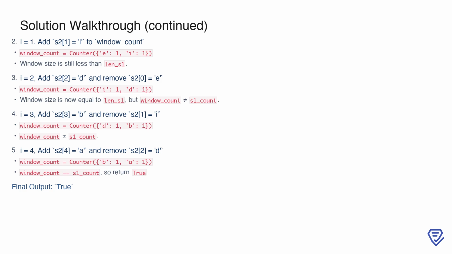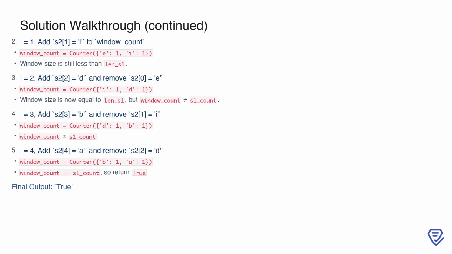At index 2, we include the character D and remove the character E, which was at the start of the window. This updates the window_count to I1, D1. The window size is now equal to the length of S1, but the frequency counts don't match, so we continue. At index 3, we add B and remove I, updating the window_count to D1, B1. Again, the counts still don't match.